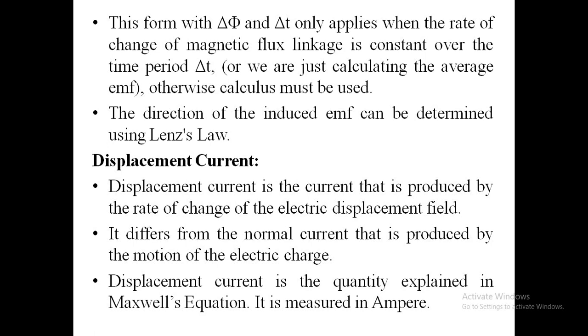Displacement current. Displacement current is the current that is produced by the rate of change of the electric displacement field. It differs from the normal current, which is called the conduction current, that is produced by the motion of charges. And displacement current is the quantity which is expressed in Maxwell's equation. It is also measured using ampere.